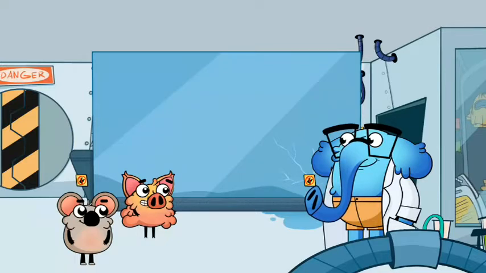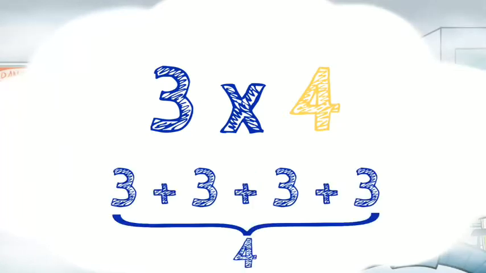I'd like to know about it too, Professor. Look, multiplication is just repeating addition and nothing more. Let's take a problem like 3 times 4. The first number is the number we should add, and the second number is the number of times we should add the first number. In this example, the first number is 3, so we'll add 3, and the second number is 4. That means we'll add 3 4 times.